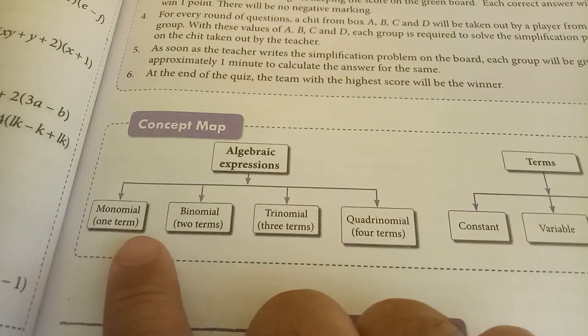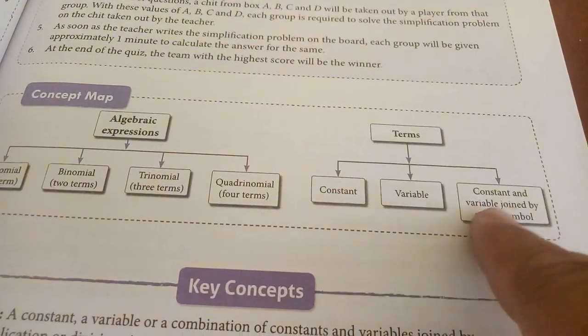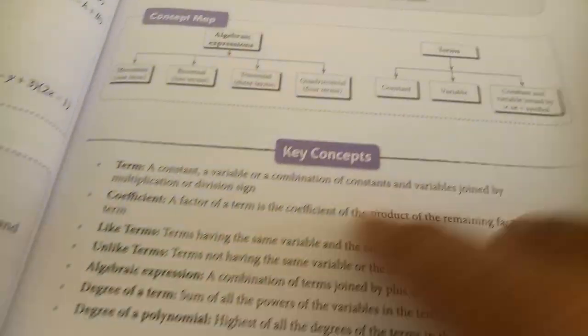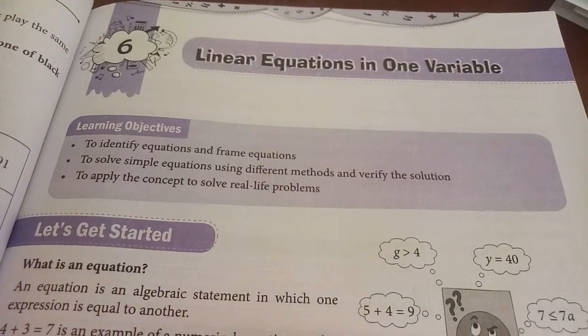Chapter 5: Algebraic Expressions. Algebraic expressions are made of terms: a monomial has one term, a binomial two terms, a trinomial three terms, and a four-term expression. Terms are made of constants and variables, joined by multiplication and division.